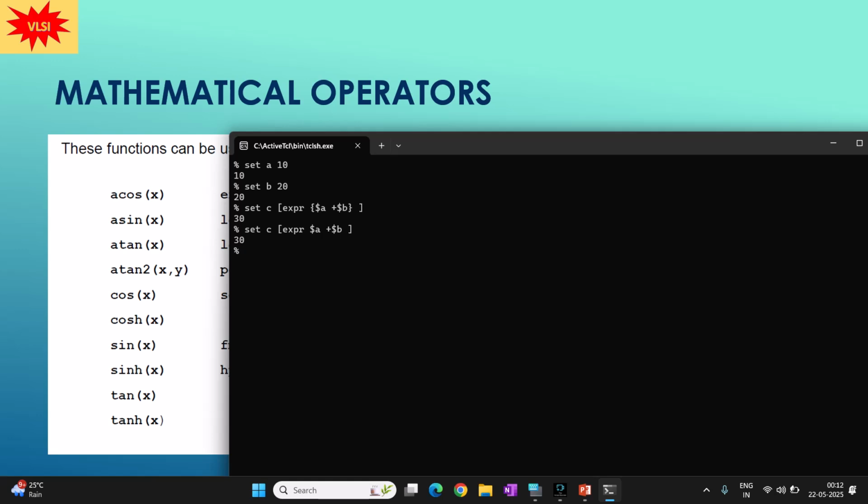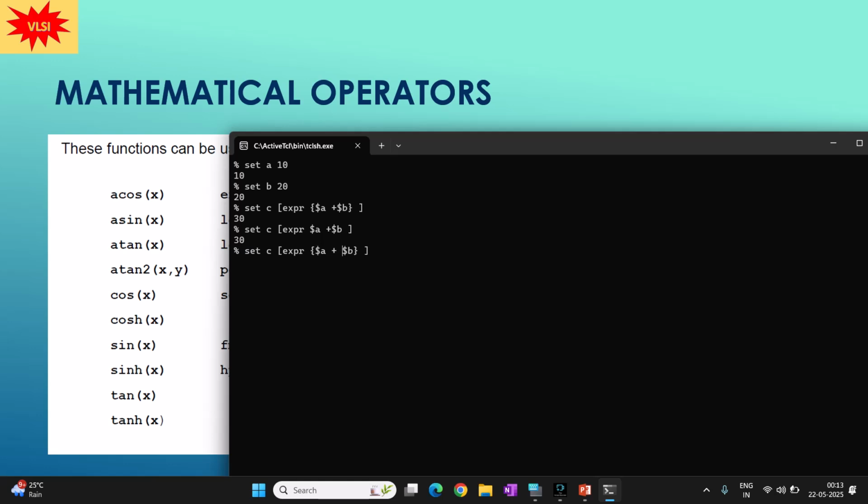Now there is a catch in this particular expression. This expression also gives me the value 30. Both expressions are correct. Both of my commands are correct. But then there is a catch, and the catch is in the braces. The command with the curly braces is faster.